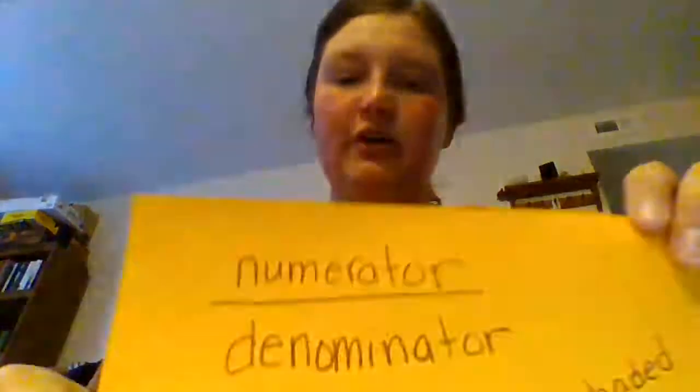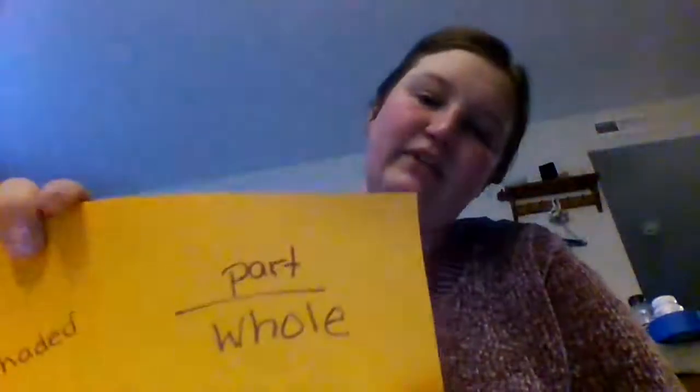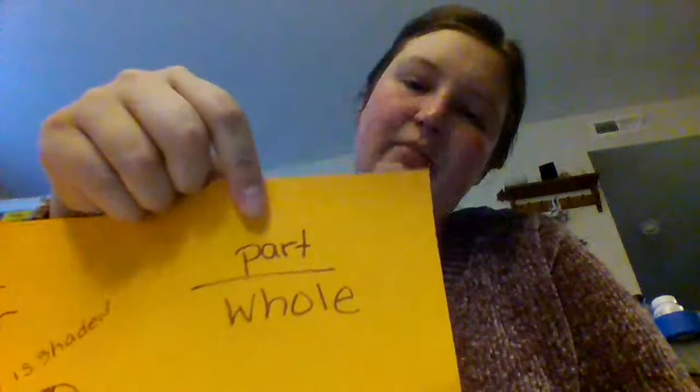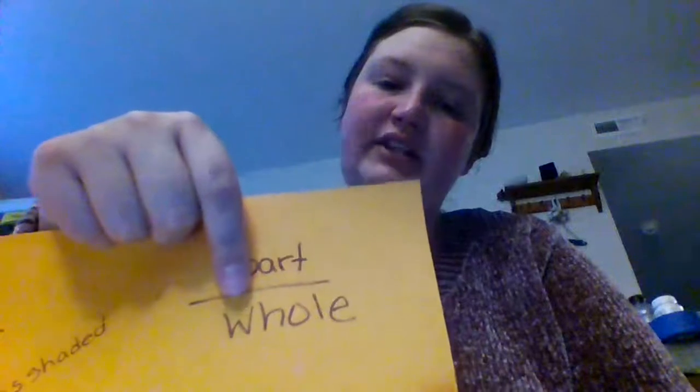Denominator down on the bottom. That's how I remember it. Okay, my numerator, my denominator goes down on the bottom. So here I have numerator, denominator. It represents this: my top number is the part of the figure that's shaded, and the bottom part is the whole. How many pieces are there all together?